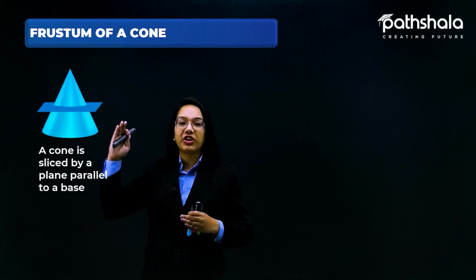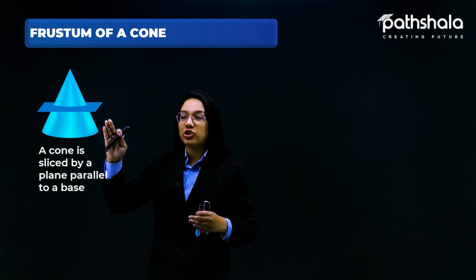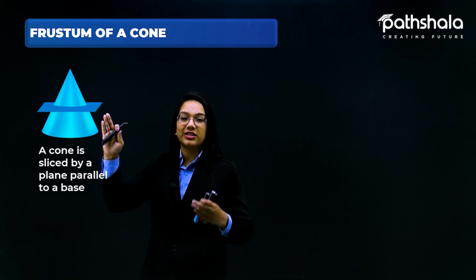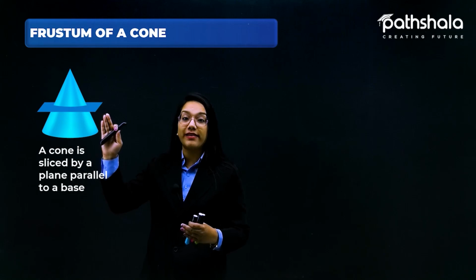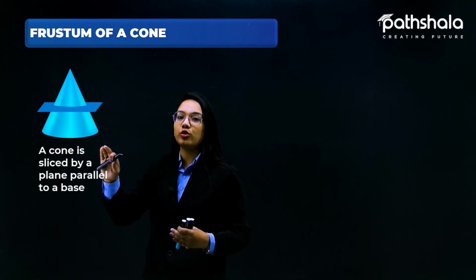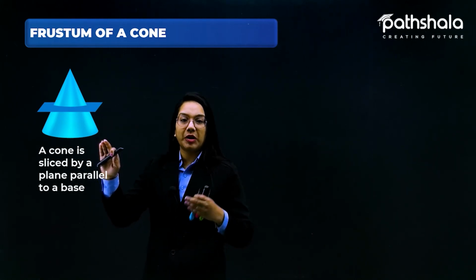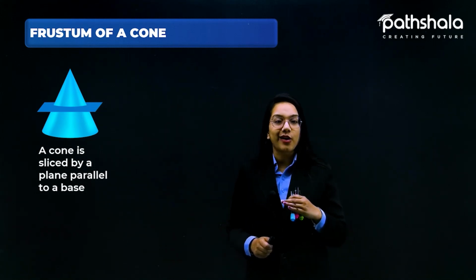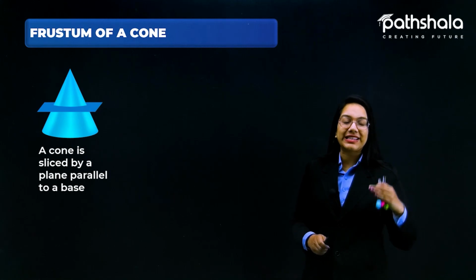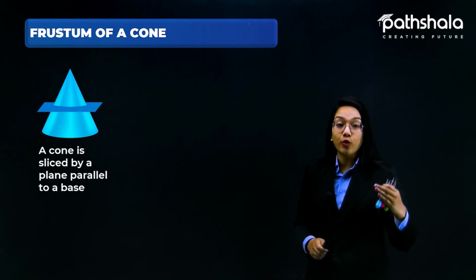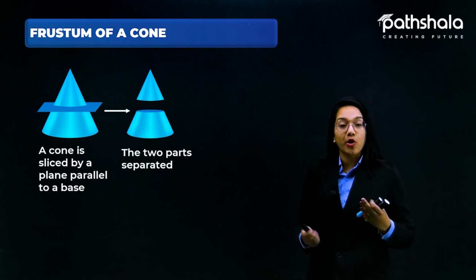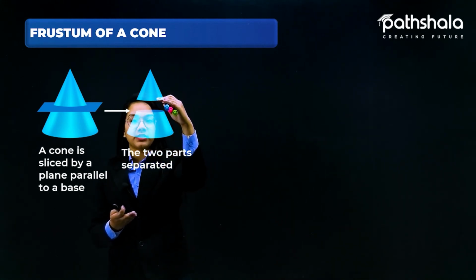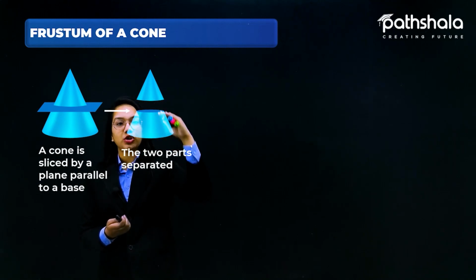As you can see over here, suppose I take this particular cone and this particular plane, such that the cone is sliced by the plane, which is parallel to the base of the cone. If I separate the two portions, they will be of this form. The two parts which are separated are this one and this one.